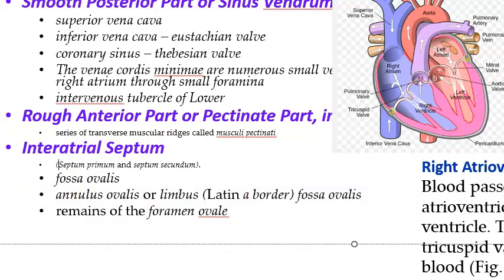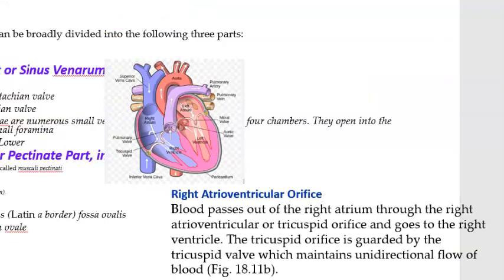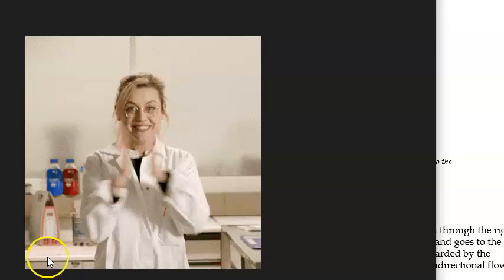Now let us go to the fourth part here that we have written. Right atrioventricular orifice, that is between the atria and ventricle. The atrioventricular orifice, that is here. You have the tricuspid valve, right? So you have the tricuspid valve here. The tricuspid orifice is guarded by the tricuspid valve. So how does the blood go from the right atrium to the right ventricle? So you are done with the internal features of the right atrium. Clap for yourself.